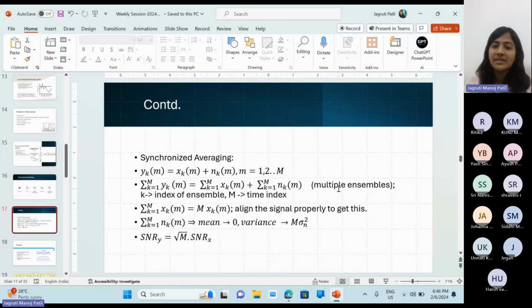So we take multiple ensembles for the original signal, and also for the noise that we are looking into. But if it's zero mean noise, then what we get is m times the signal that we have. That's the weighted average of the signal. For this, we need to align the signal properly. See that all the connections are done properly, you have your electrolytic gel connected. It depends on the type of system or the type of application that you're going for. The SNR for the same is computed as the square root of m times the SNR of the signal that you are playing with.